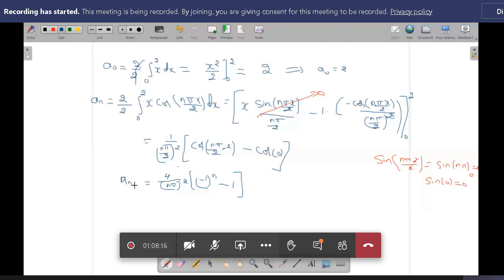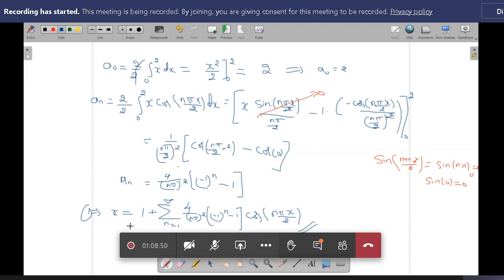So now I can substitute a0 and an in equation 1. Equation 1 implies that x is equal to 2 by 2 is 1 plus summation n running from 1 to infinity, an is 4 by n pi whole square into minus 1 power n minus 1 into cos n pi x by 2, is the required series.